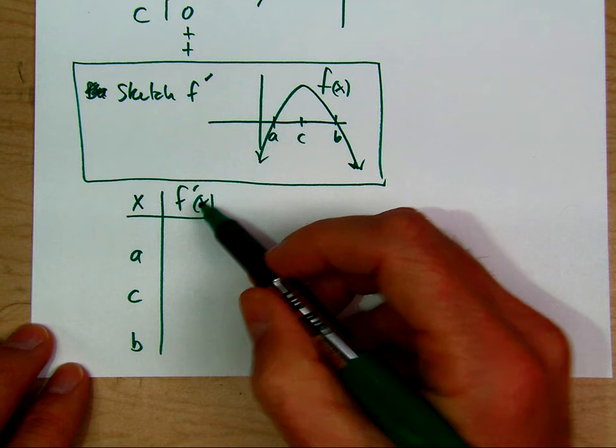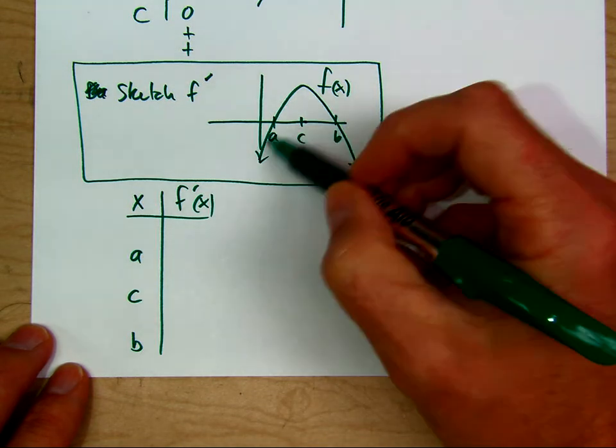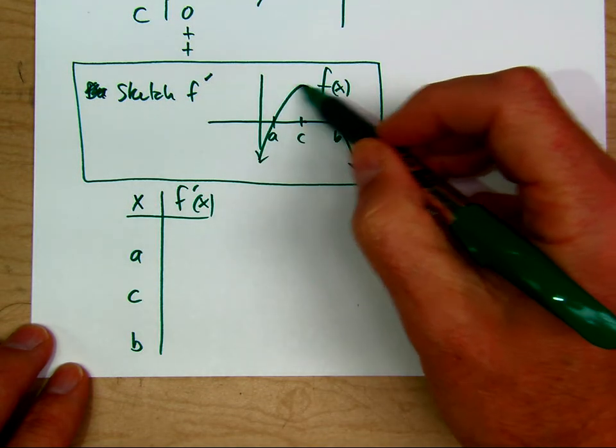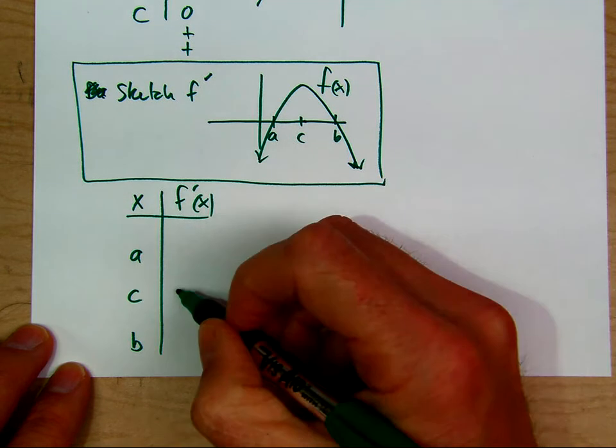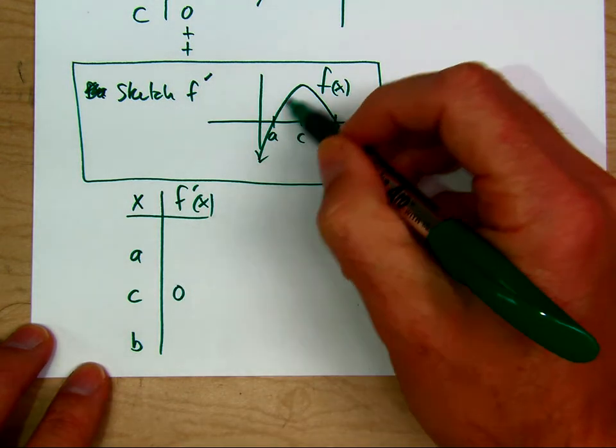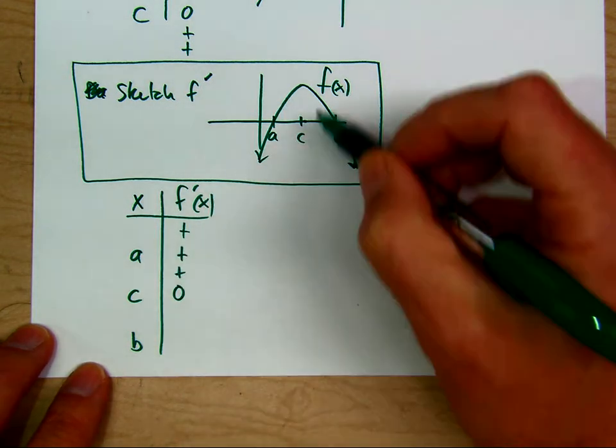So we're looking at this graph. We want to find slope. We have positive slope, 0 slope, negative slope. So at C, the slope is 0. All of these have positive slopes, and all of these have negative slopes.